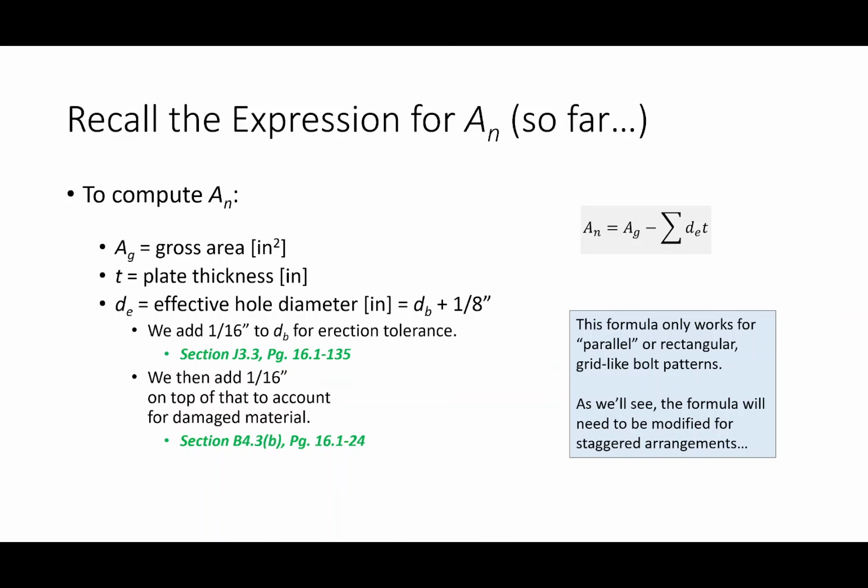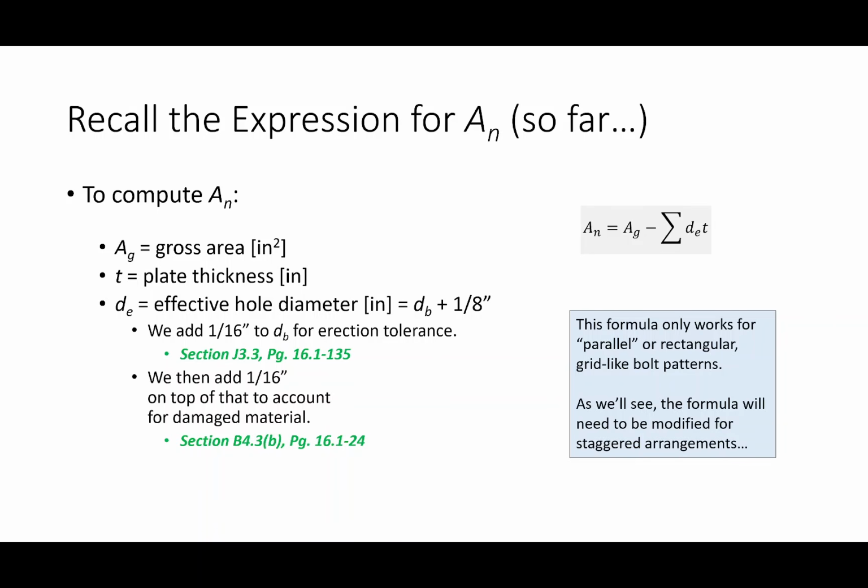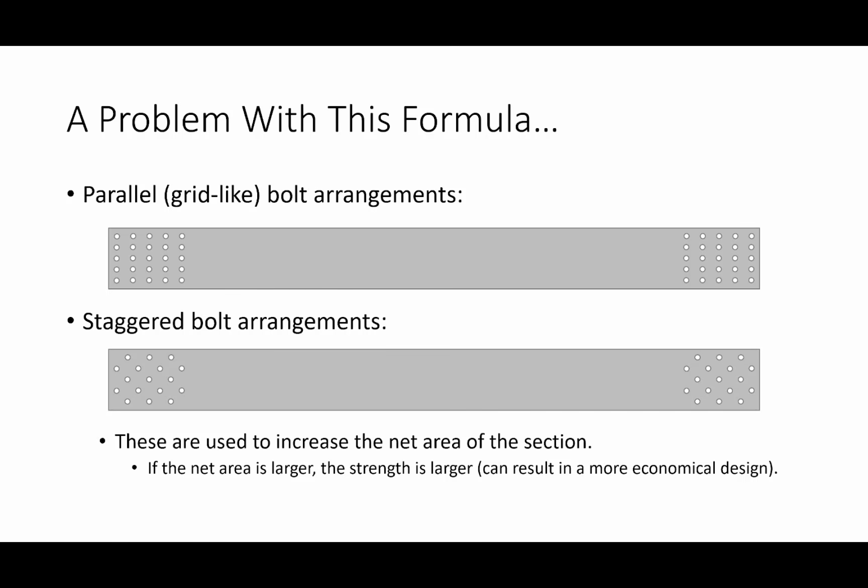Now remember, the reason that we add 1/8 of an inch is because we're adding a 1/16 twice. We add 1/16 of an inch to account for the fact that the hole is physically larger than the bolt diameter, and then another 1/16 of an inch to account for the damaged material right around the hole from drilling and whatnot. The problem with that formula is that if we ever have a staggered bolt arrangement, it doesn't work.